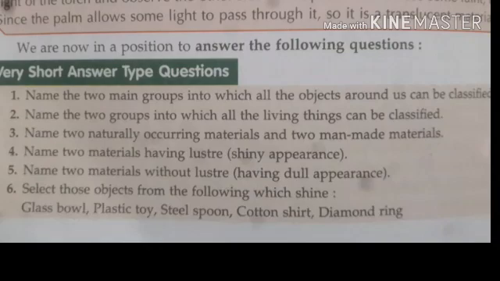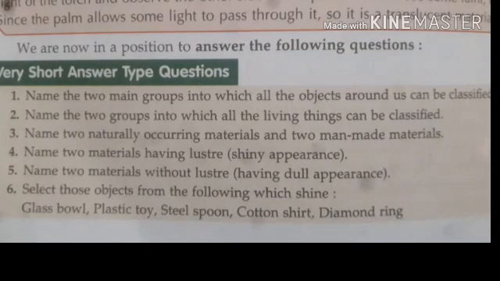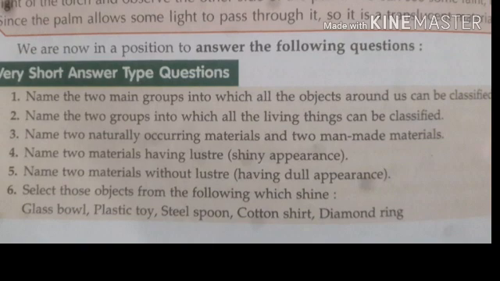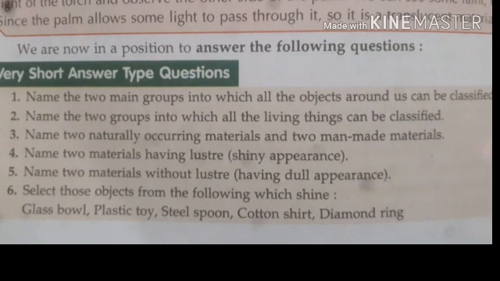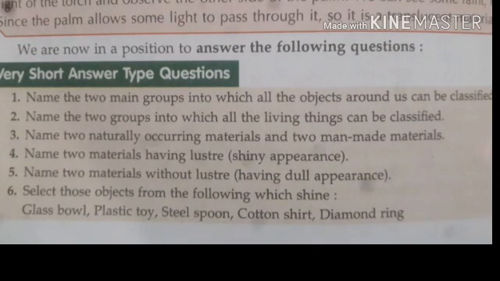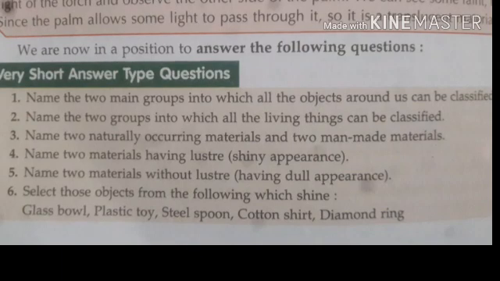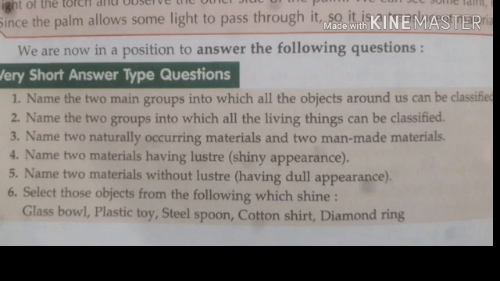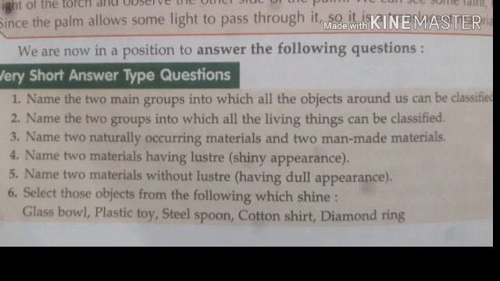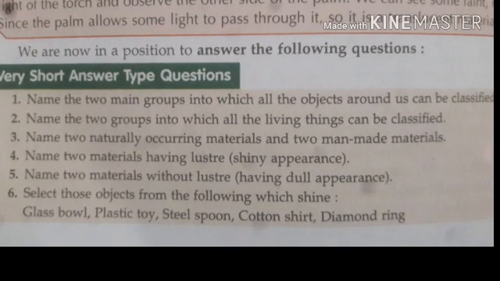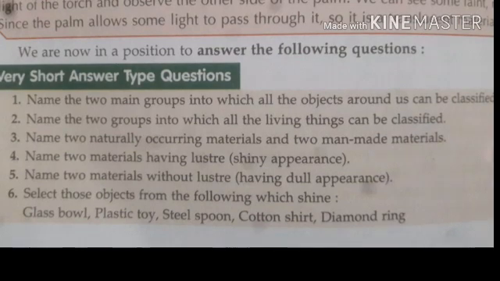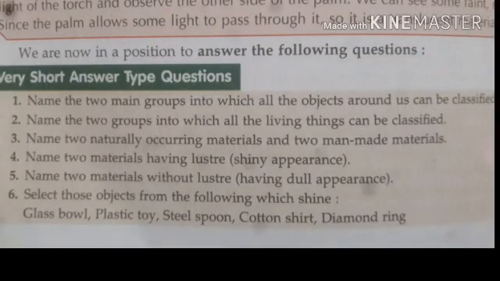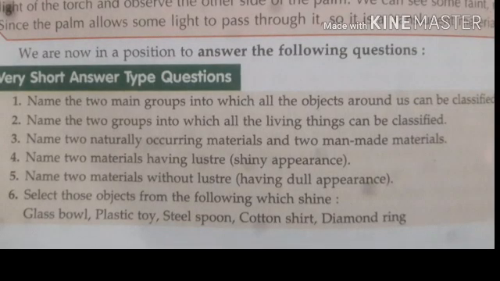Question number 2, name the two groups into which all living things can be classified, that is plants and animals, means autotrophs and heterotrophs. Third question, name two naturally occurring material and two man-made material. For example, rock and sand, they are naturally occurring material, and wall as well as glass, that is man-made.